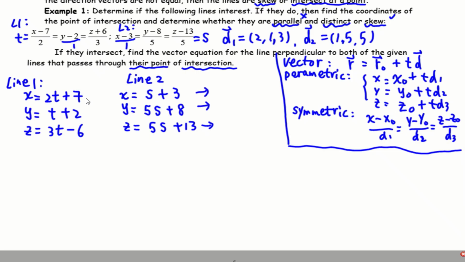Then we let the x's be equal. We are going to have 2t plus 7 equals s plus 3. And the second one, t plus 2 equals 5s plus 8. And the last one, 3t minus 6 equals 5s plus 13.